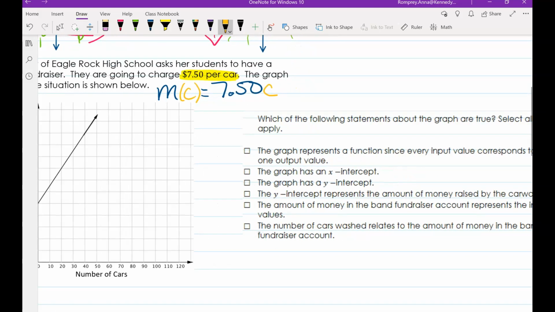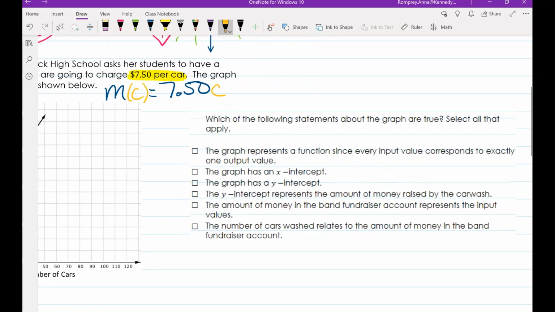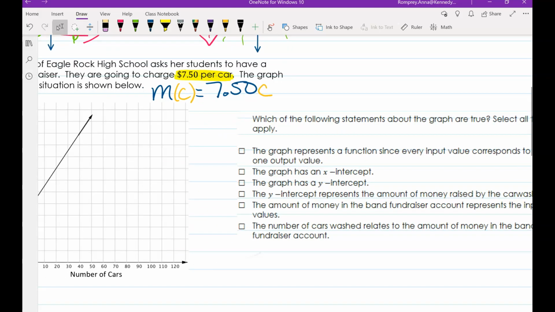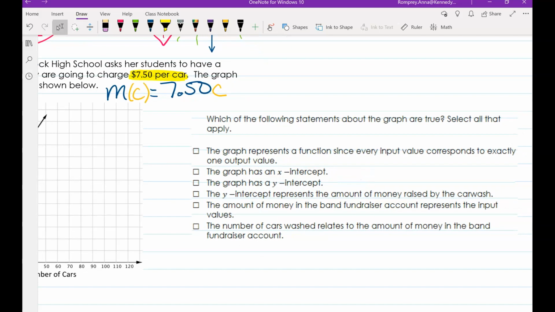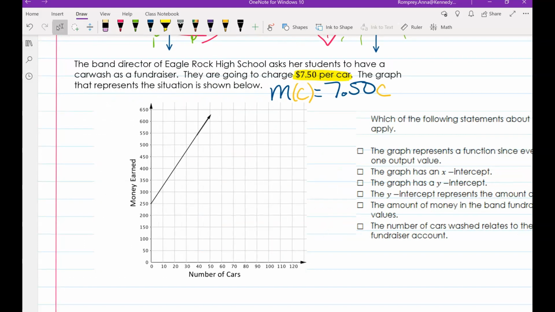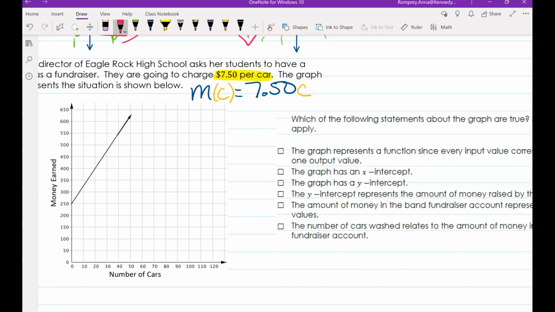All right. So which of the following statements about this graph are true? Select all that apply. So the graph represents a function since every input corresponds to exactly one output. Well, that is the definition of a function. Each input has its own output. Let's see, does that make sense? If we draw a vertical line through any point in this graph, will it only cross once? Yes. So yes, this is a function.